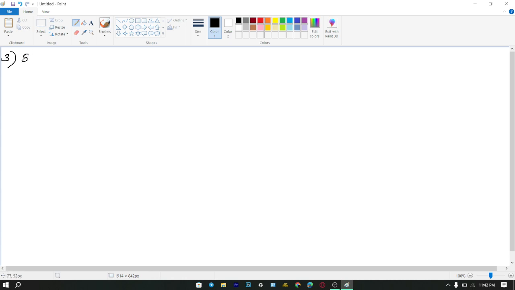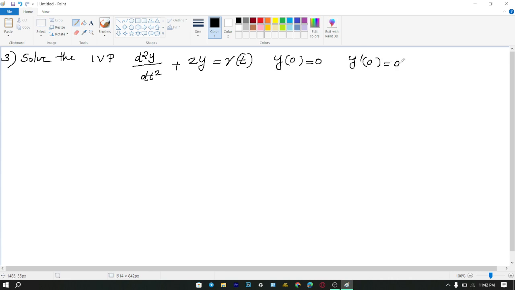Solve the initial value problem: d square y by dt square plus 2y equals r of t. Here y of 0 is 0 and y dash 0 is 0, and where r of t takes the value 1 when t is greater than or equal to 1 and 0 when t is less than 1.